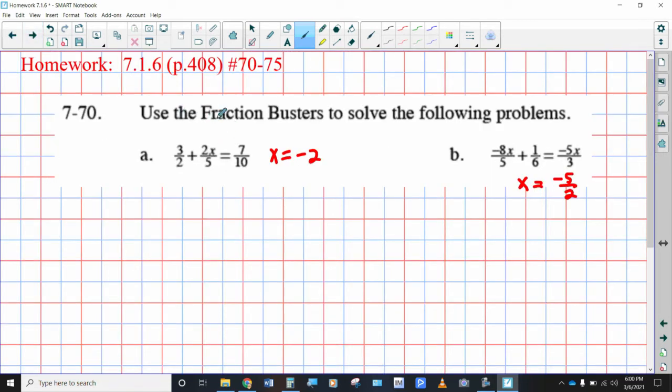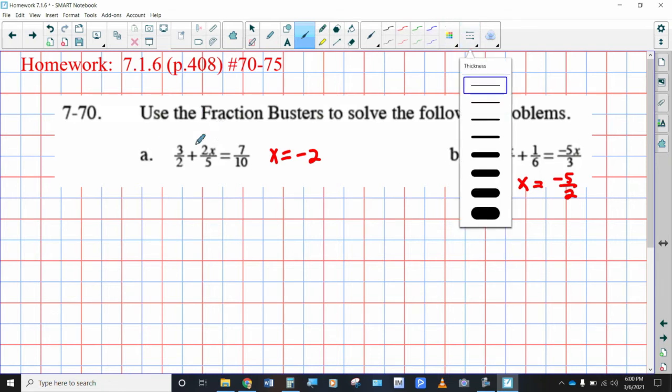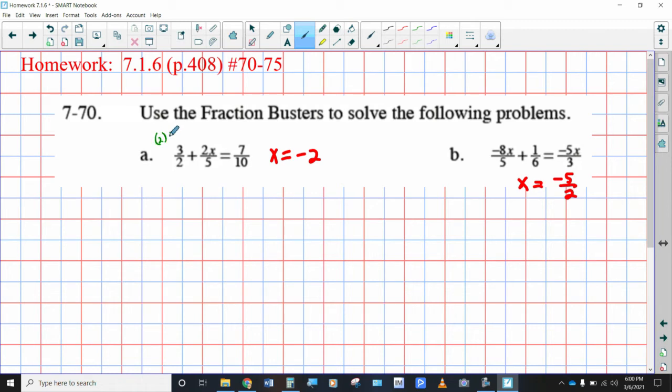We do. So use fraction busters to solve the following problems. In this case, if I were to multiply everything times 10, that would cancel out the 2, the 5, and the 10. So I'm going to choose to multiply. Let me actually make this a little bit thinner. If I multiply this times 10, I'm going to write it as 2 times 5 here, 2 times 5 here, but I'm just going to go ahead and write it as a 10 here because the entire 10 cancels out, and that's going to leave you with a 7. Here, the 5 will cancel out, leaving you with 2 times 2x, which is 4x. And here, the 2 cancels out, leaving you with 5 times 3, which is 15.